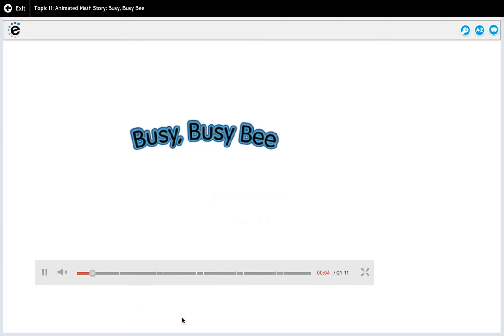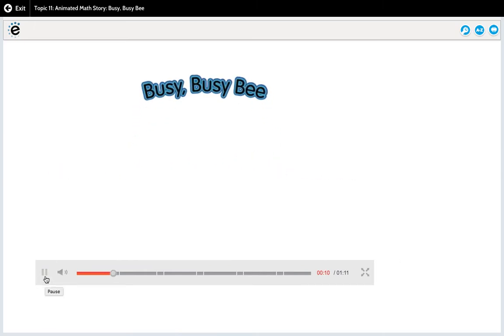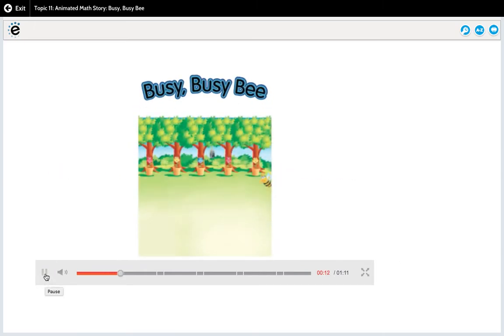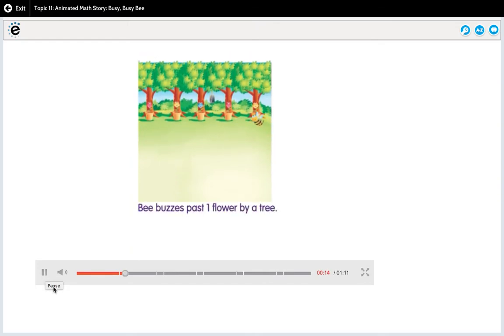Busy, Busy Bee. Written by Grace Jeans. Illustrated by Gary Colby. Bee buzzes past one flower by a tree. We can count the flowers by 5 trees.